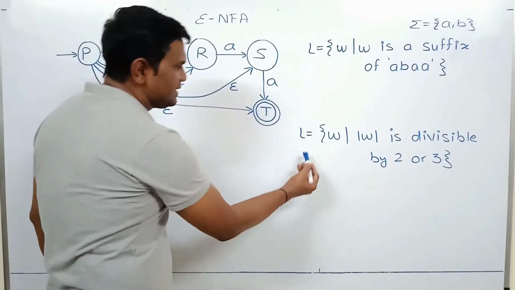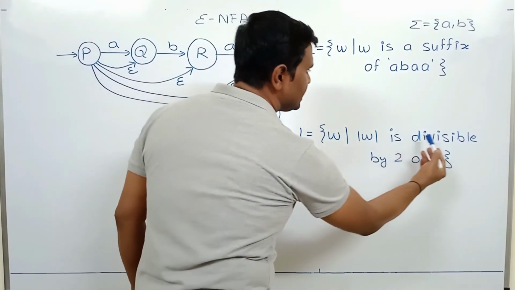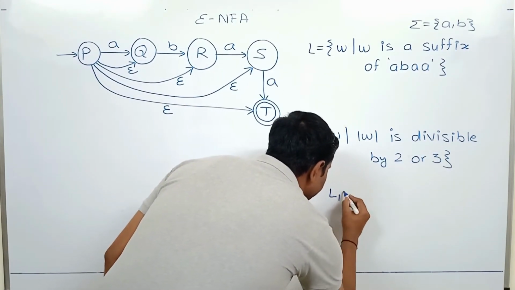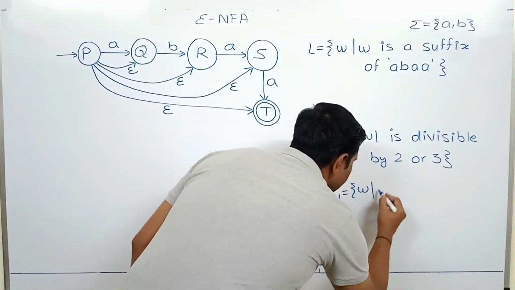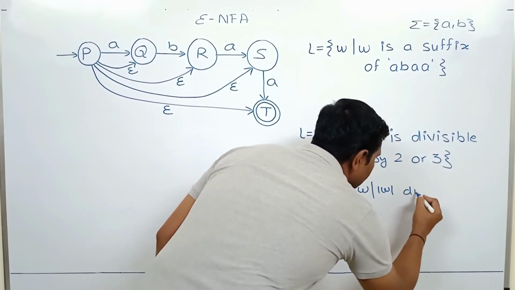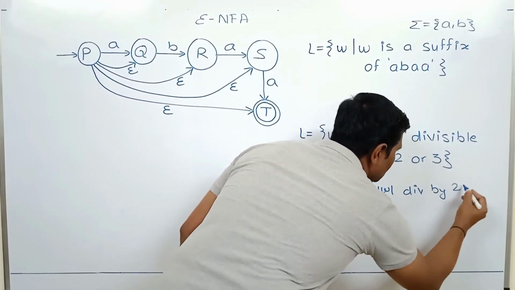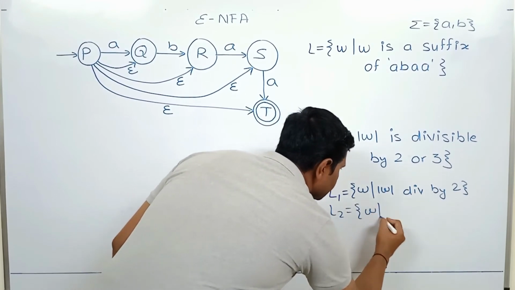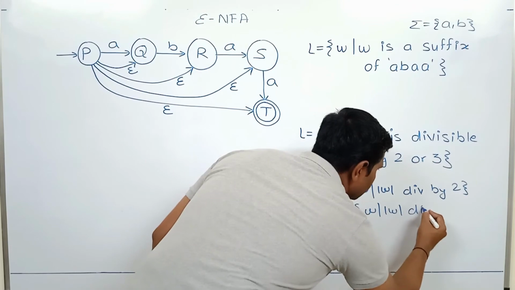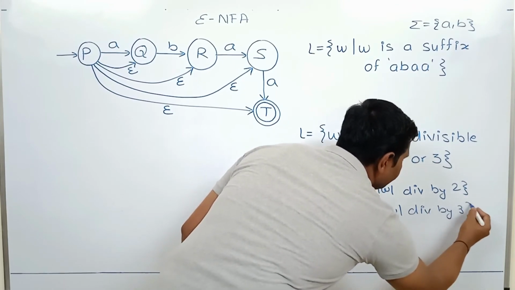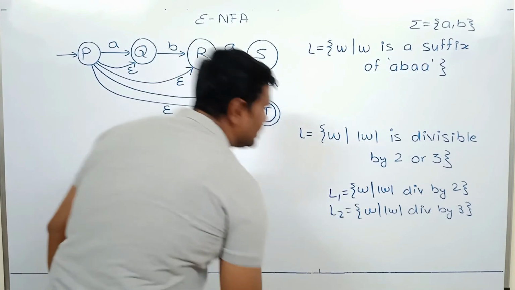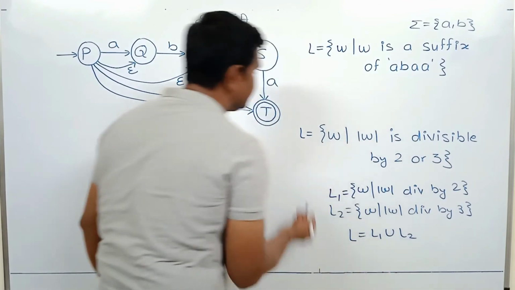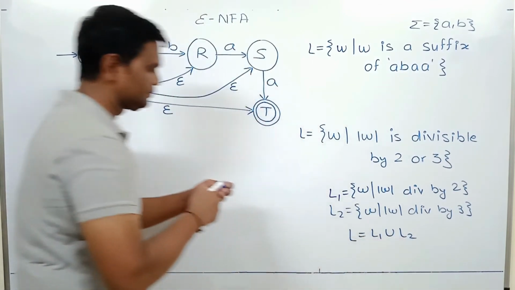Consider next language. Language L is W such that length of W is divisible by 2 or 3. Now consider language L1, W such that length of W is divisible by 2. Consider language L2, W such that length of W is divisible by 3. If we consider L1 and L2 like this, then language L is L1 union L2.